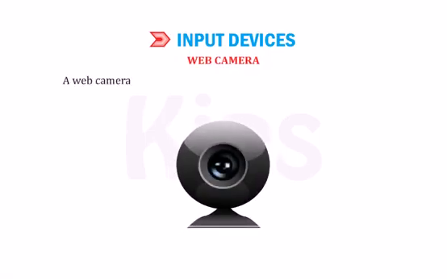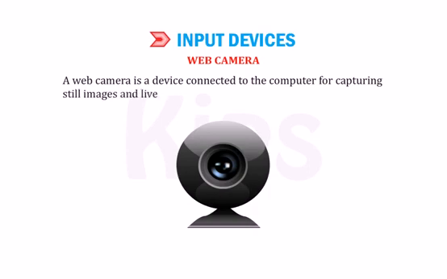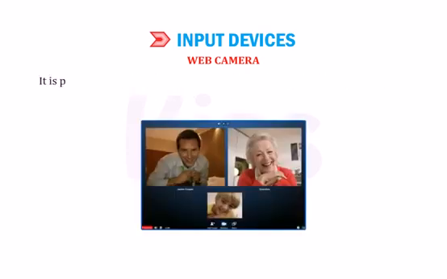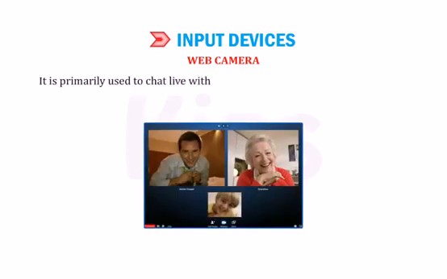Web camera. A web camera is a device connected to the computer for capturing still images and live videos. It is primarily used to chat live with friends and relatives using the internet.